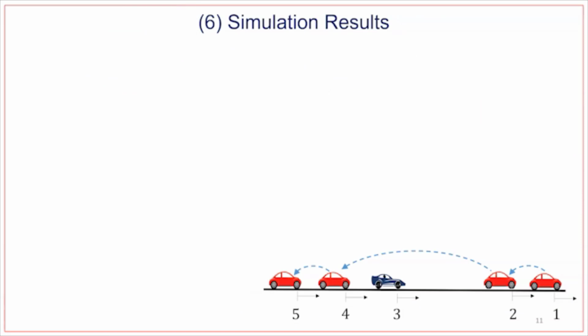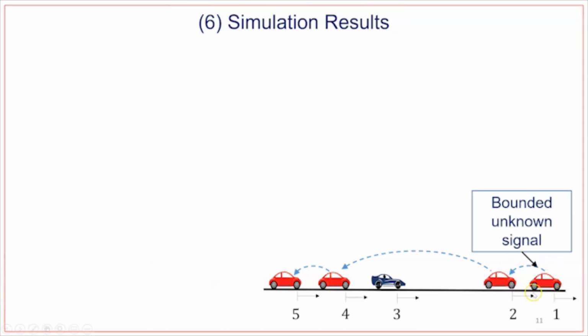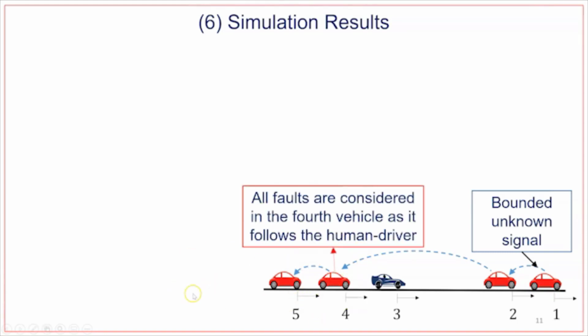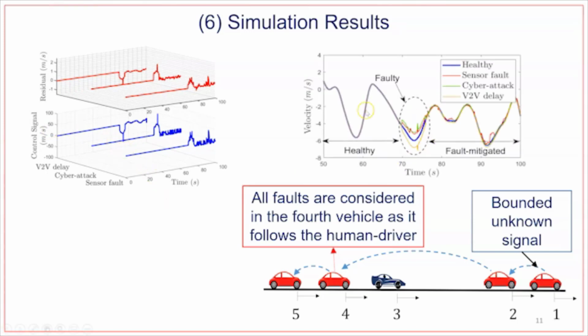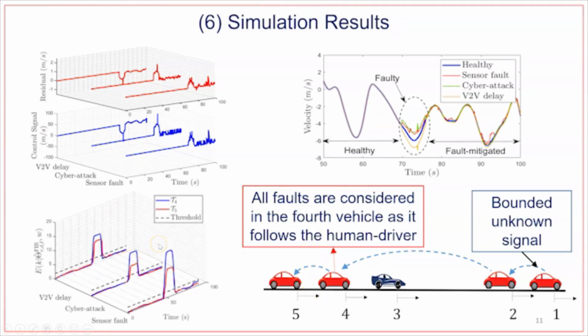Next, we consider simulating this platoon with 5 vehicles where vehicle 3 is human-driven. We set the desired velocity of this platoon to a bounded unknown signal, and we consider all faults in vehicle 4. This figure here shows the residual and the control signal for the 3 fault scenarios where each fault is introduced separately. This figure here shows the velocity of the vehicle 4, and this figure shows the norm of residual over a sliding window, where we can see that after almost time 60, the norm of residual dropped below the threshold limit for these 3 faults.